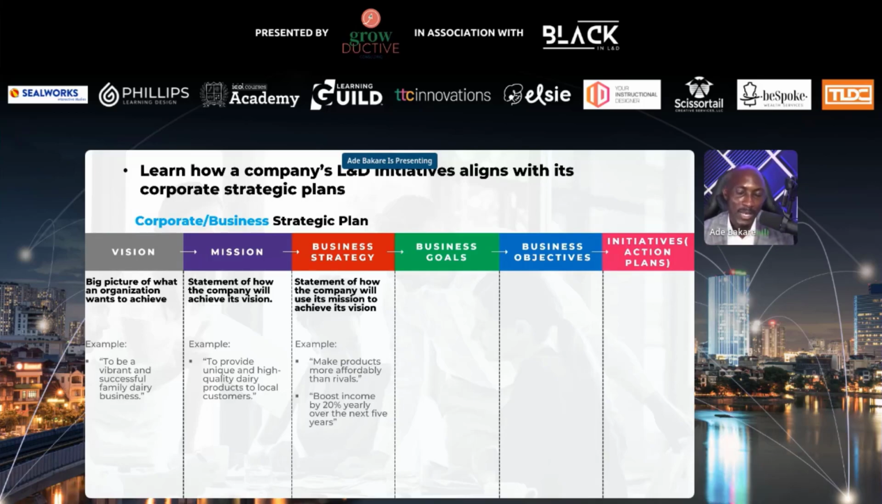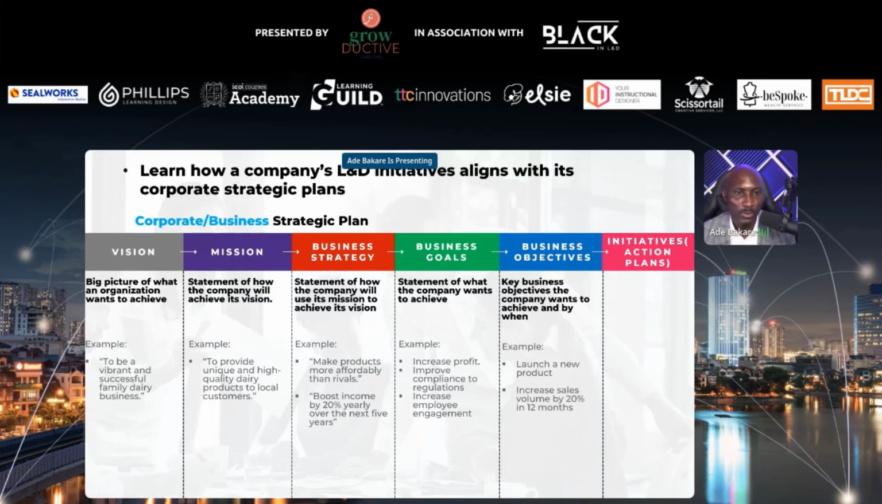So they might say, our strategies are to make products more affordable than our rivals, or to boost income by 20% yearly over the next 5 years. Just some examples there. And then we look at the business goals and the business objectives. Your goals would be a statement of what the company wants to achieve. And the objectives would be your key business objectives, what the company wants to achieve and by when. An example would be they want to increase sales volume by 20% in the next 12 months.